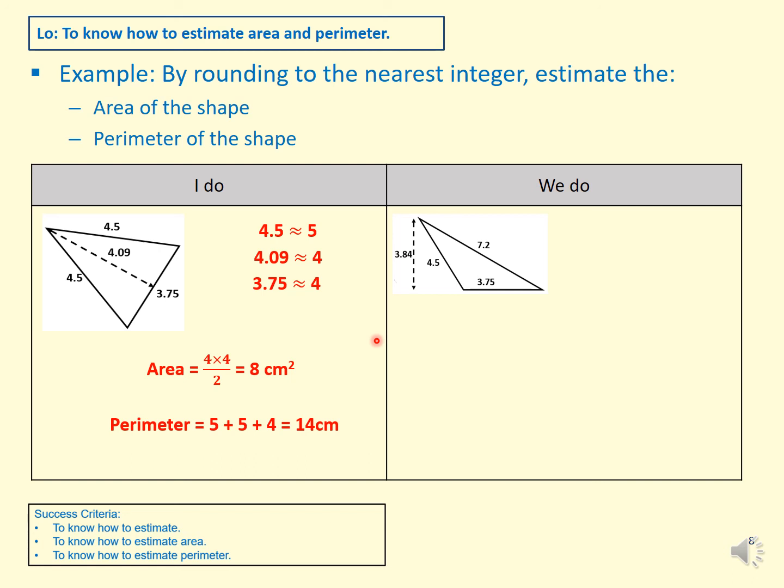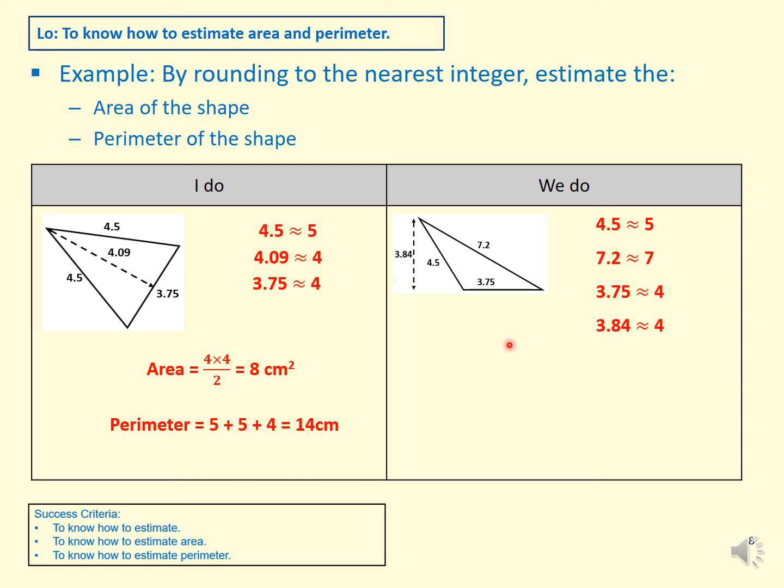Now again, round everything to the nearest integer. For 4.5, the digit after the decimal point is 5, so you round this one up, so you get 5. The digit straight after the decimal point is 2, which is less than 5, so you keep 7 as it is. The digit after the decimal point is 7, which is more than 5, so you round this one up. The digit straight after the decimal point, which is 8, is more than 5, so you round this one up. So I rounded all the lengths to the nearest integer.